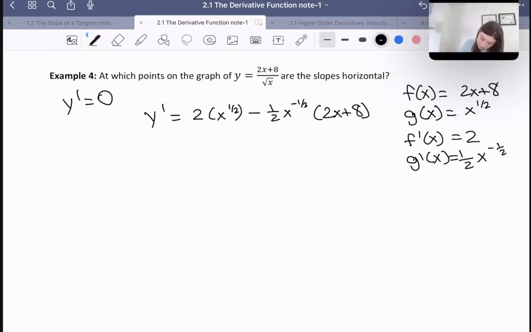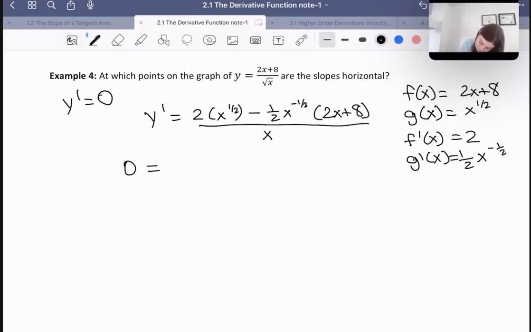And that's all over x, rather. I was going to say x squared, but no, the square root of x squared is just going to be x. So now I need to figure out when this is equal to 0, because y prime we said was 0.